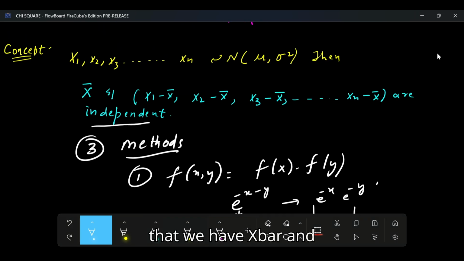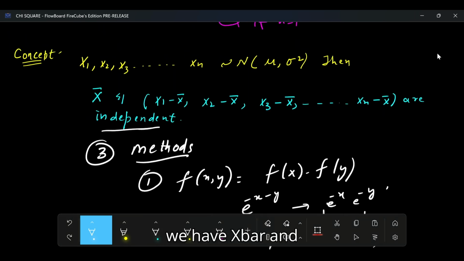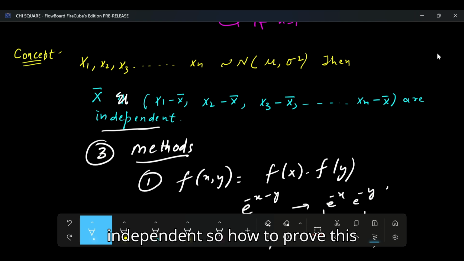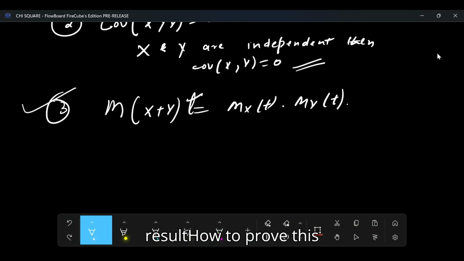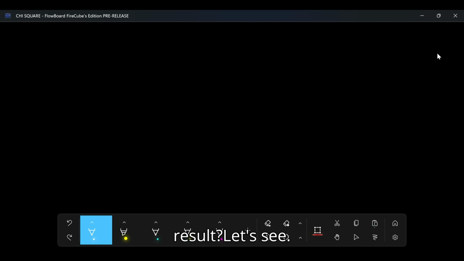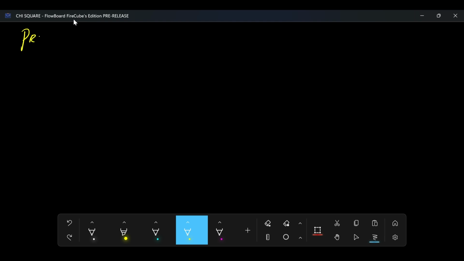The result is that we have X bar and X1 minus X bar, X2 minus X bar are independent. So how to prove this result? Let's see.